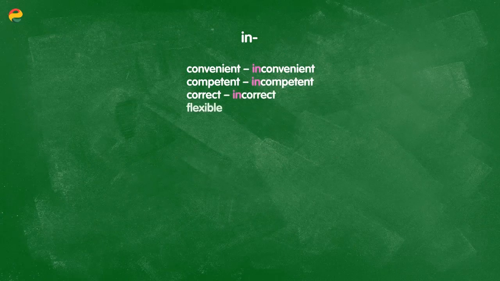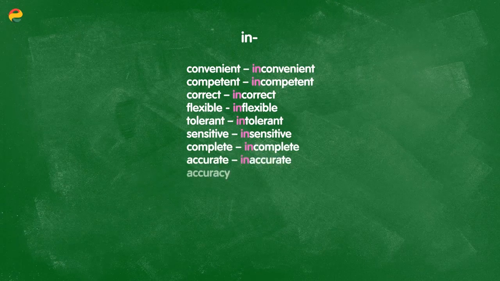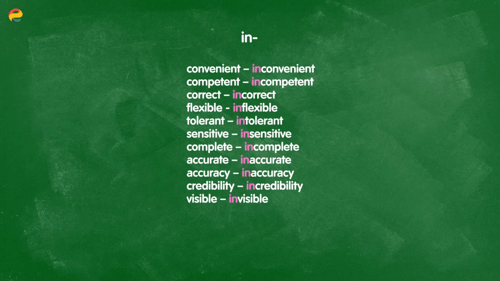We also have the prefix in, for example, in the words convenient and inconvenient, competent and incompetent, correct and incorrect, flexible and inflexible, tolerant and intolerant, sensitive and insensitive, complete and incomplete, accurate and inaccurate, accuracy or inaccuracy, credibility or incredibility, and visible or invisible.